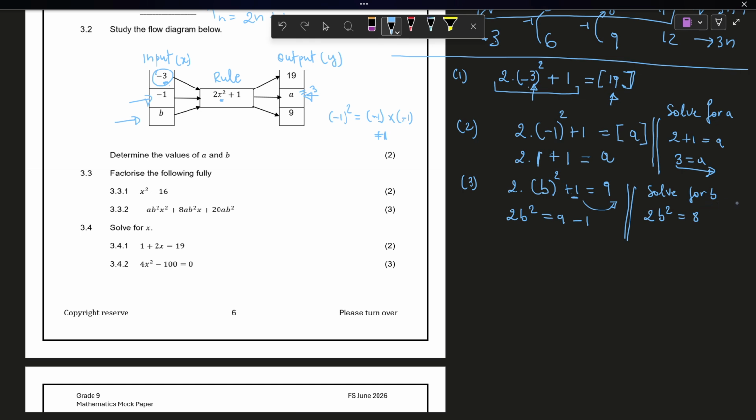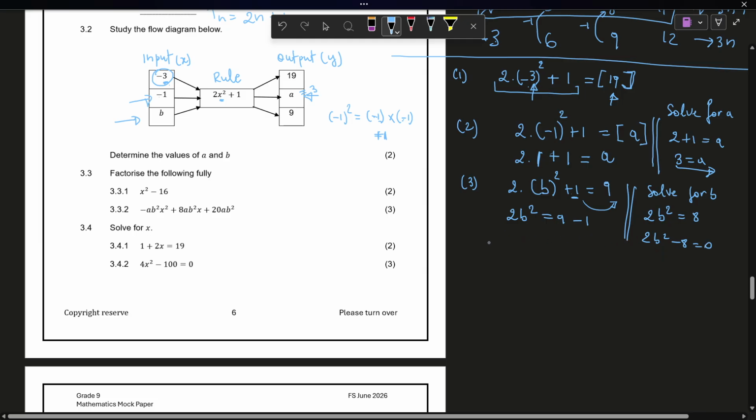So there's a way to do that. If you want, you can just bring everything to the left and then you equal 0 and then you factorize. I could have done that a long time ago. So then I'm going to have 2b squared minus 8 equals 0.